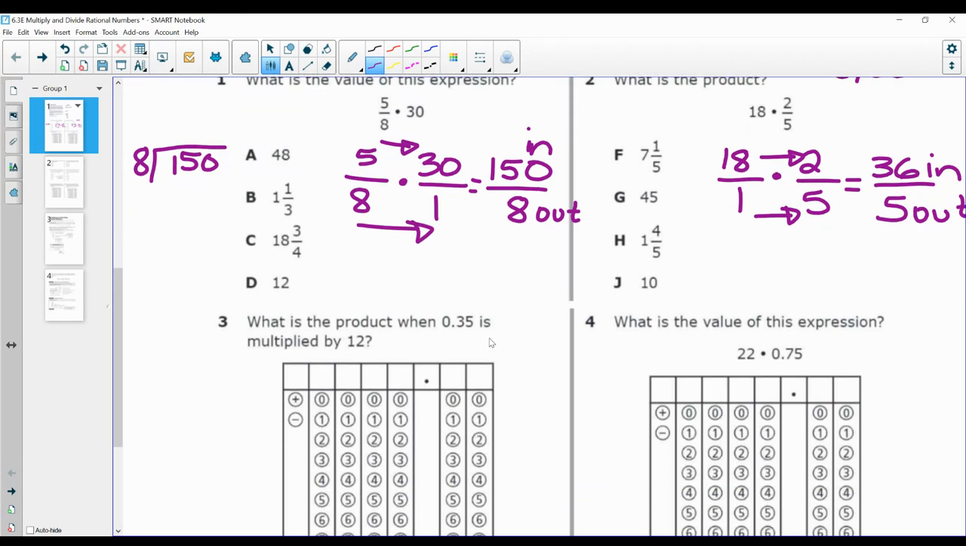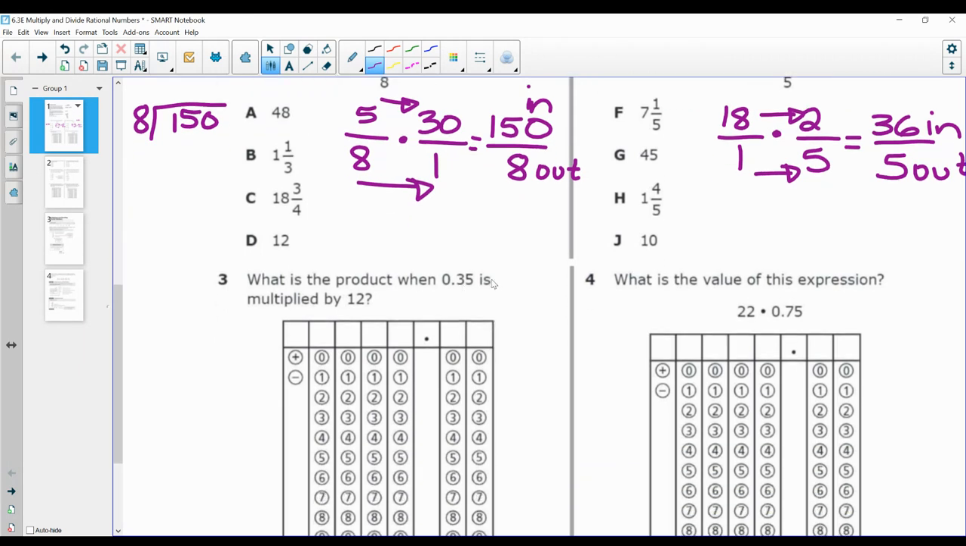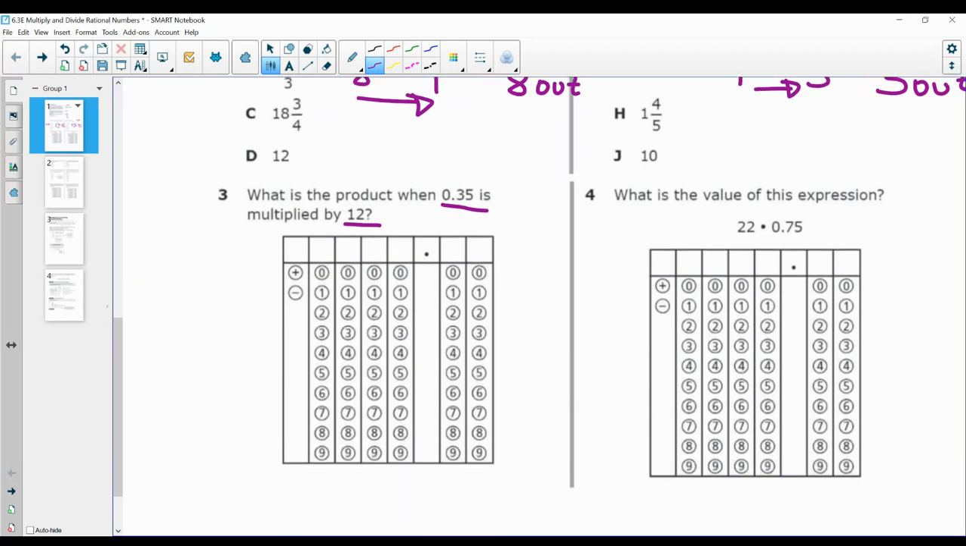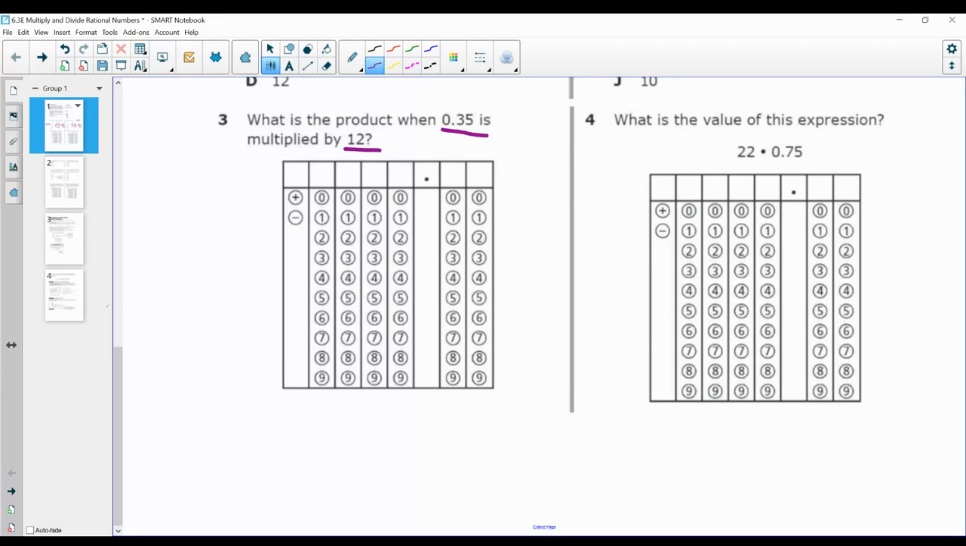For question number 3, it just says to multiply 0.35 by 12. So no fractions here, it's just multiply. Same thing with number 4, no fractions, just multiply 22 times 0.75. Remember about the decimals, where they should go when you multiply.